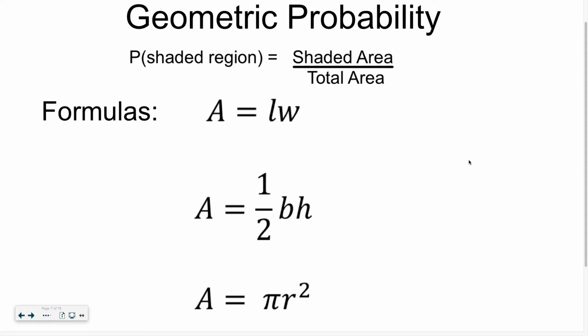These three formulas that are on the board, you are required to know. I don't need to tell you the formula for the area of a rectangle, triangle, or circle on a quiz or a test. You already know them.